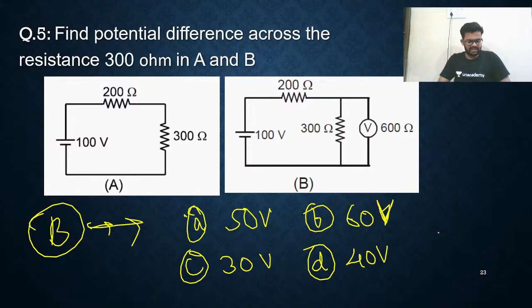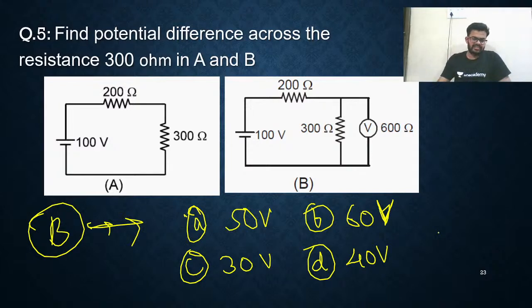Okay, waiting for your answers, my dear friends. Come on, come on, come on. You can do it. Find the potential difference across 300 ohm in diagram number B. Circuit B. Yes, you can do it, my dear friends.